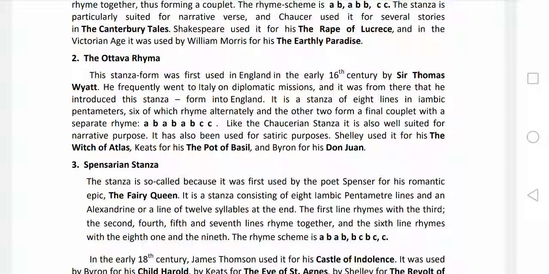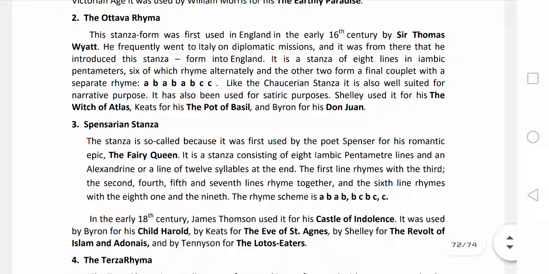Like the Chaucerian stanza, it is also well suited for narrative purposes. It has also been used for satirical purposes. Shelley used it for his The Witch of Atlas, Keats for his Isabella, or The Pot of Basil, and Byron for his Don Juan.